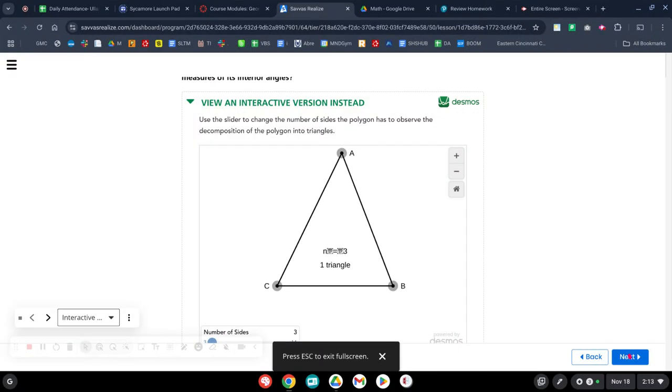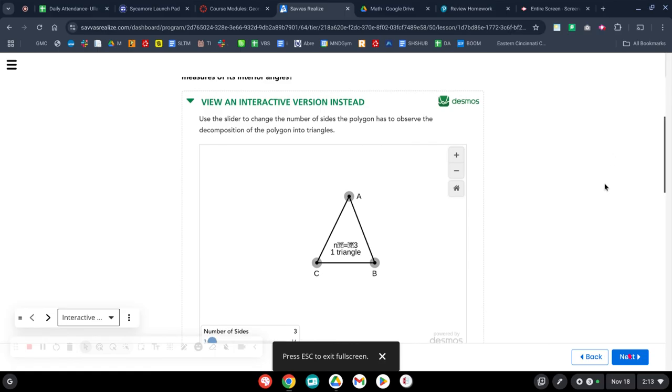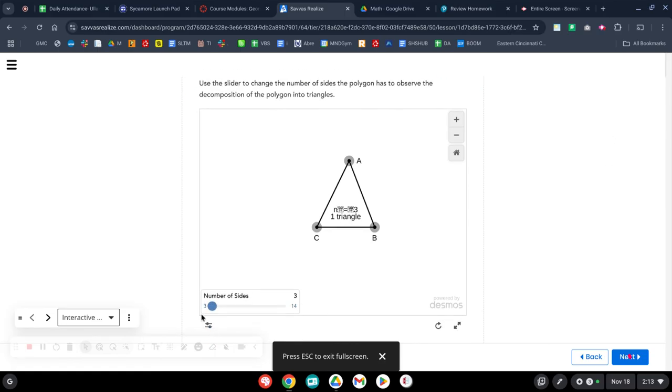What do you want me to do? Oh, number of sides. Can I change that? Oh, I can do a slider mode. So if we have 10 sides, we have 8 triangles. We have 5 sides, we have 3 triangles. This is pretty much what I just did for you, but now you can slide it around. Have fun with me.